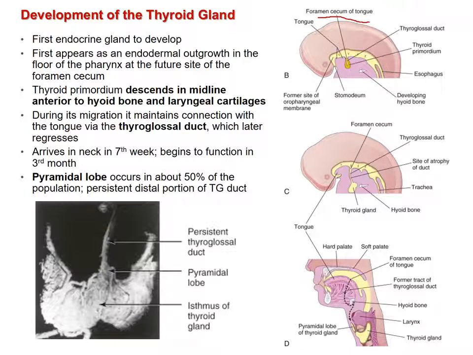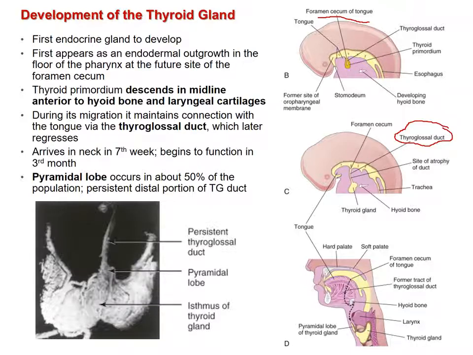The thyroid gland then descends in the neck anterior to the developing hyoid bone and laryngeal cartilages as indicated in figures C and D. During its migration, it maintains connection with the tongue by a narrow epithelial channel called the thyroglossal duct. The gland assumes its final position in the neck by the 7th week, and then the thyroglossal duct normally degenerates. The gland begins to function in the 3rd month of gestation.